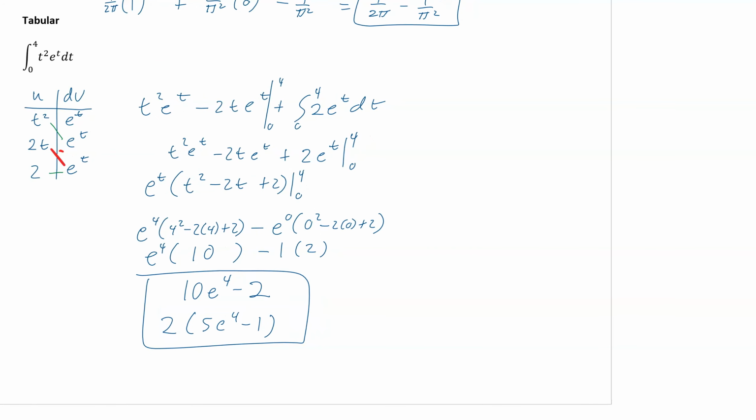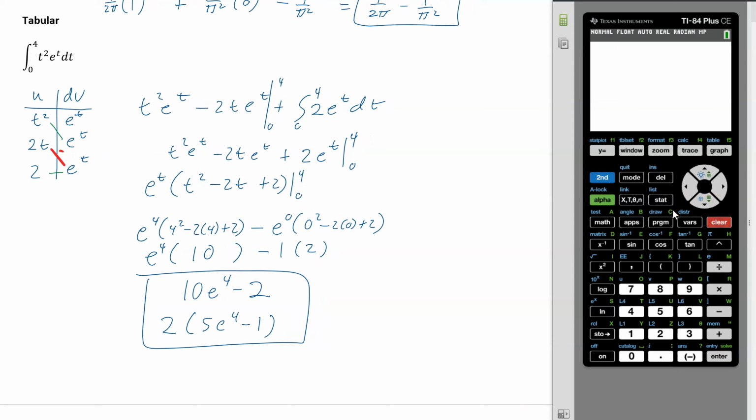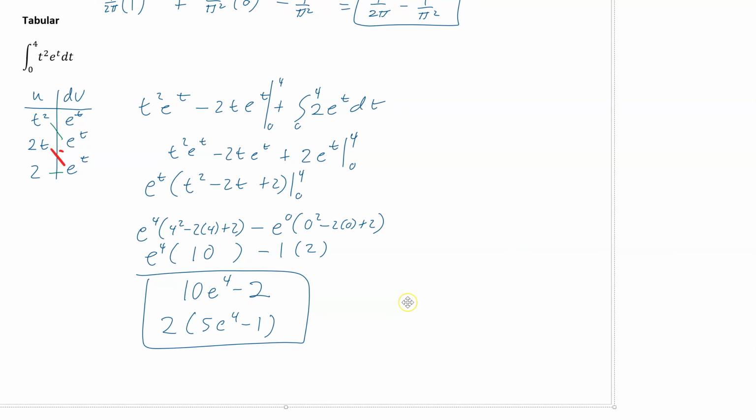is check it with our calculator. So let me clear that one out of there. Math 9. And we're going from 0 to 4. X squared, e to the x. Remember, you can pick any letter you want. It means the same thing. All right. So our answer should be 543. So we should see 10 e to the 4th minus 2 as the same thing. Look at that. Perfection. So we know we did it correctly.